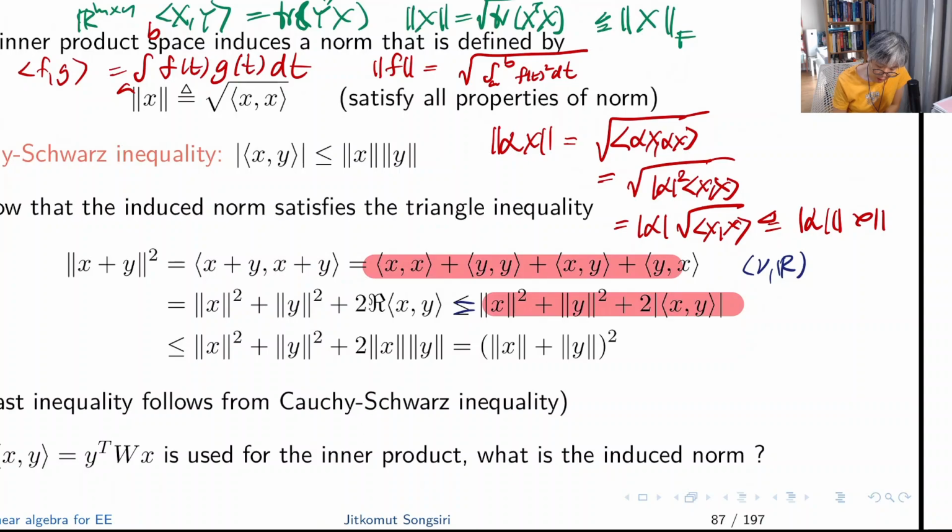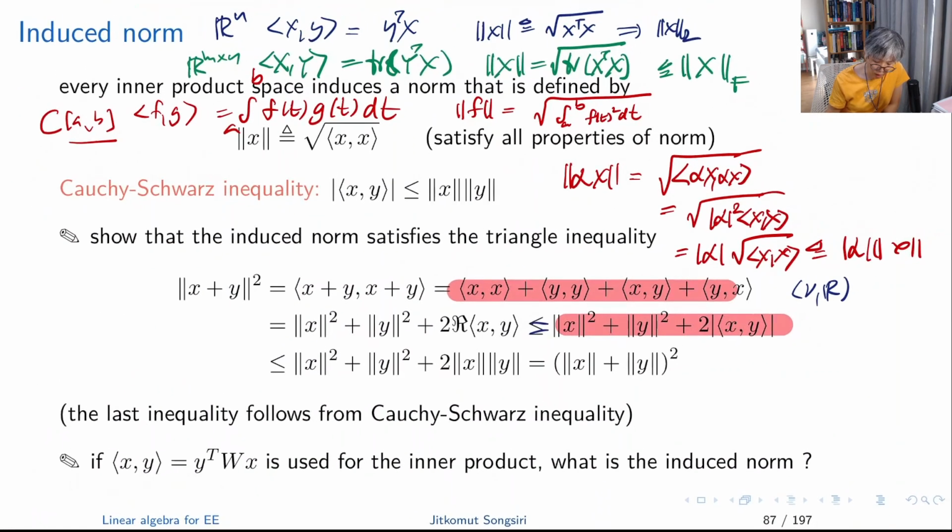Next, this is a very important step. From this you use the Cauchy-Schwarz inequality, and then you get this. You bound this term by 2 times the norm of x times the norm of y. After that, you complete the square, and then we get the triangle inequality.